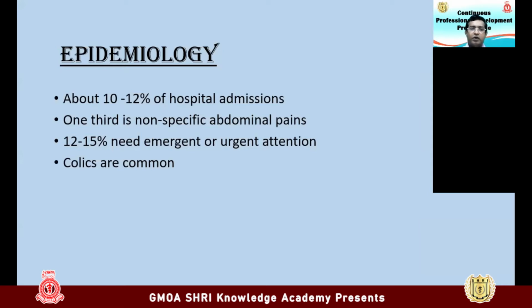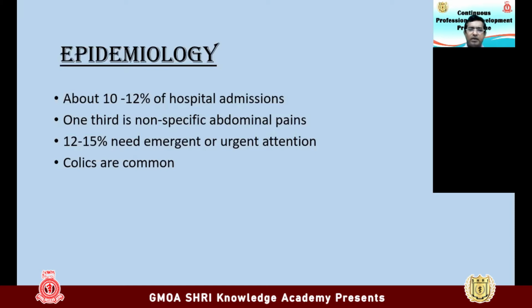So when we are talking about a patient with acute abdomen, we usually start with the epidemiology. It means how common this problem is to us when we are practicing medicine. When we talk about an emergency department, about 10 to 12% of hospital admissions consist of patients who are having abdominal pain.